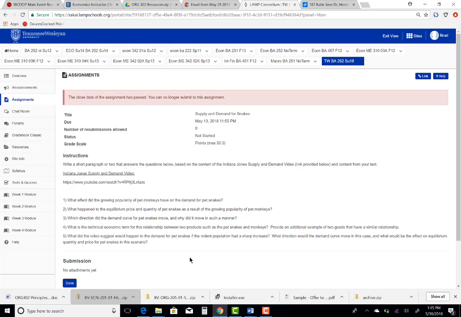So now this is kind of an opposite case. With the monkeys increasing, or the popularity of monkeys increasing, we were buying less snakes because those were substitute goods. The rodents is a different situation. Now we're not talking about a substitute for a snake. We're talking about something that might cause you to buy a snake.